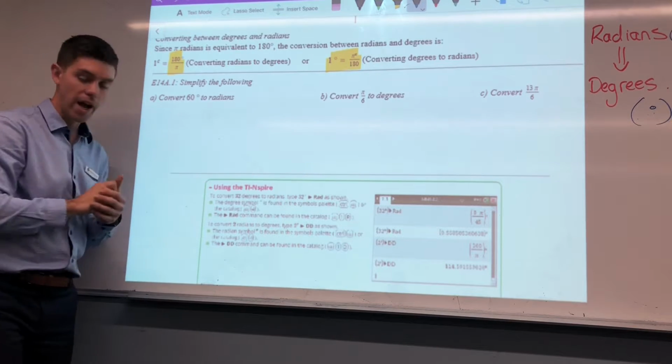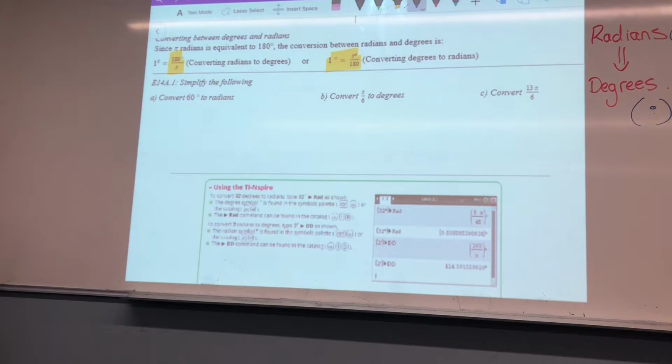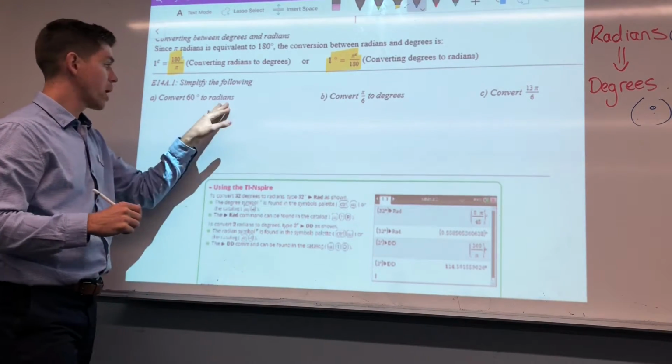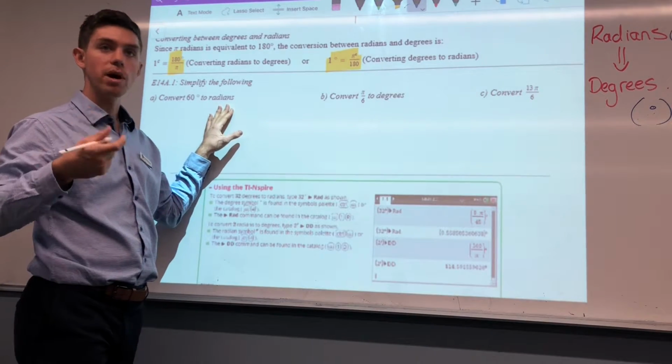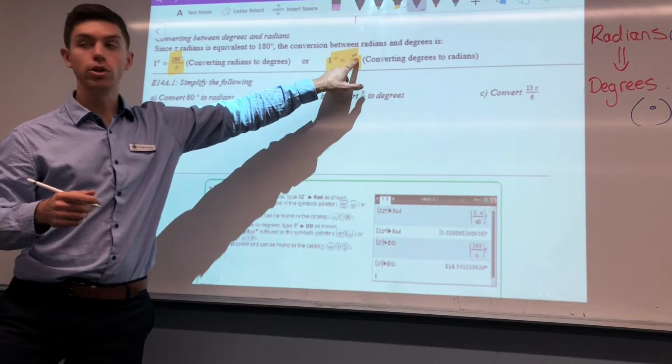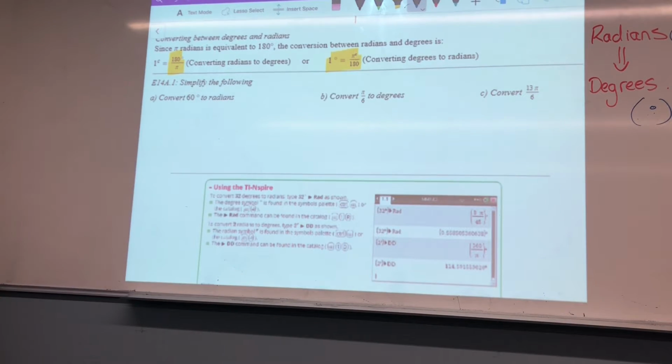So let's step through A together. Simplify the following. Convert 60 degrees into radians. Well, we've got the conversion factor 180 over pi, or pi over 180. We know that in radians we want to have pi as part of the term. So we're going to multiply by the one which has pi in the numerator. So pi over 180.